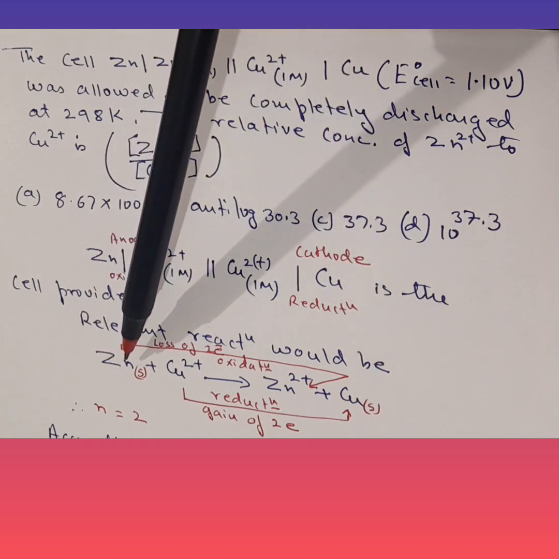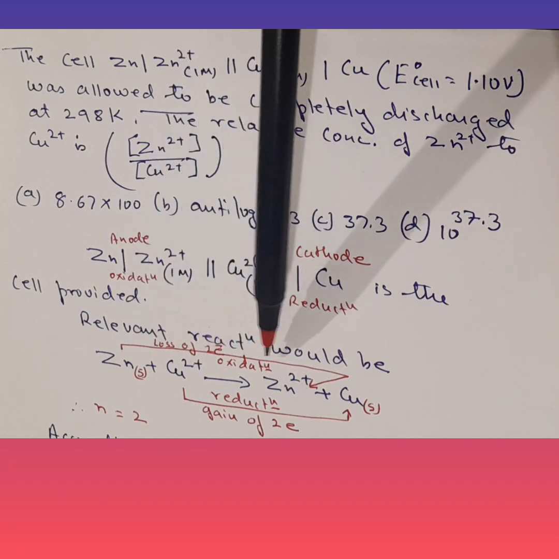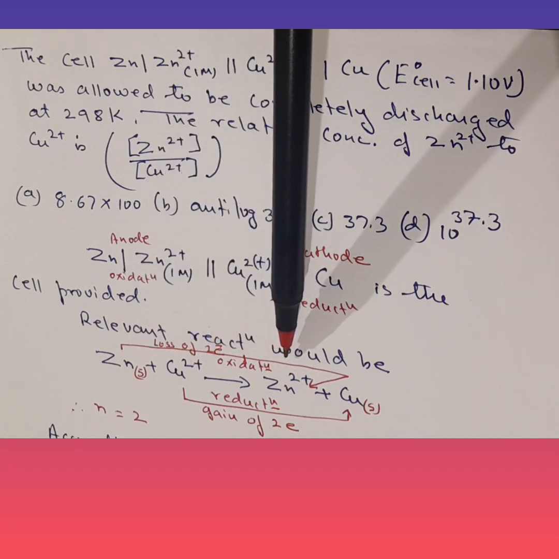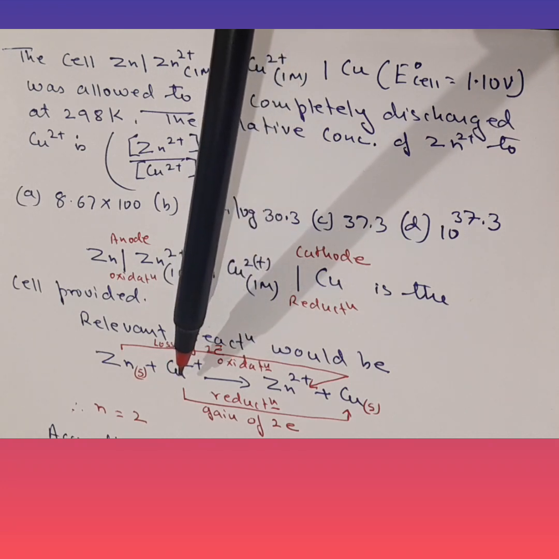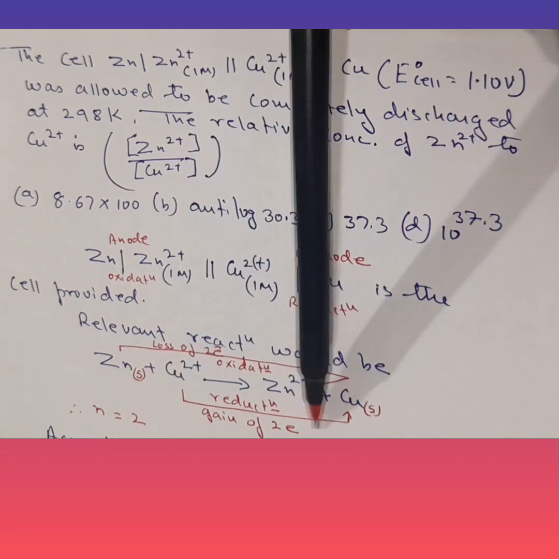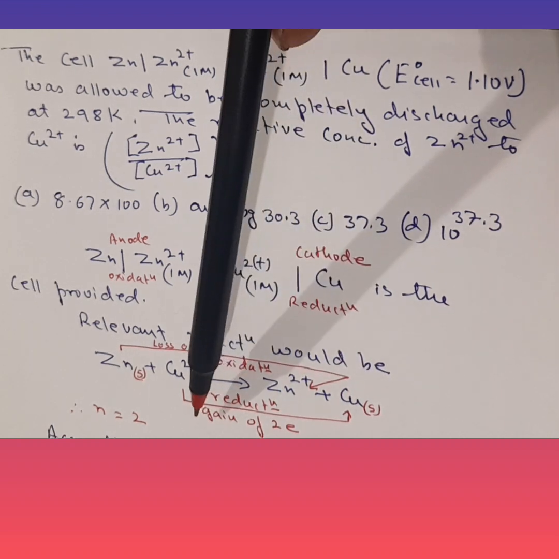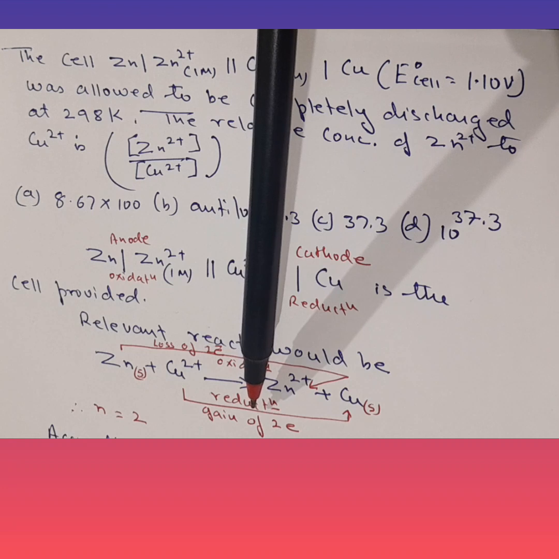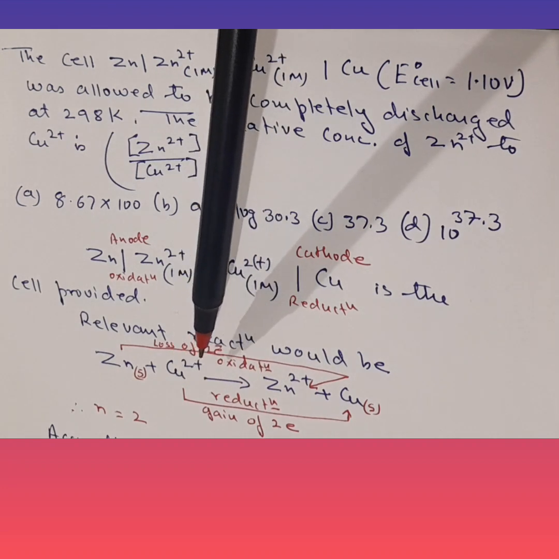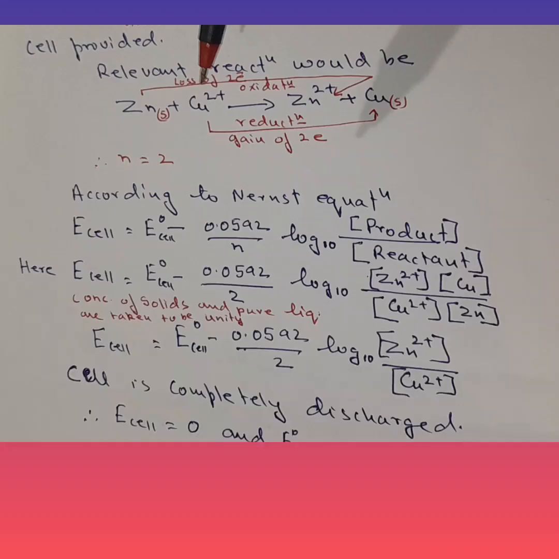So zinc solid got converted to Zn2+. There's a loss of 2 electrons, so it is oxidation. Whereas in the case of copper, Cu2+ gained 2 electrons and forms Cu solid. Since it gained 2 electrons, it is reduction. Now it is dealing with 2 electrons, so n is equal to 2.